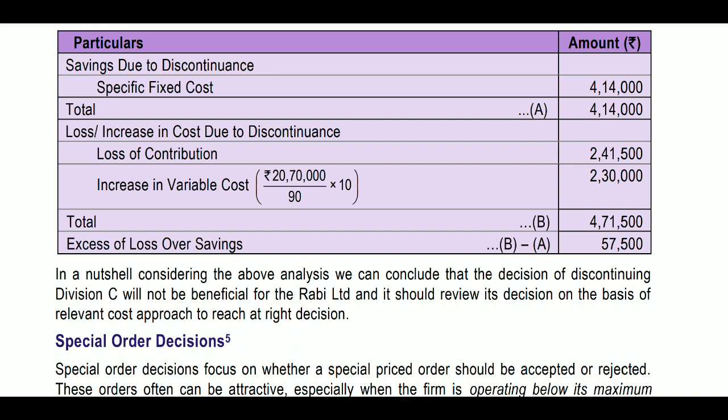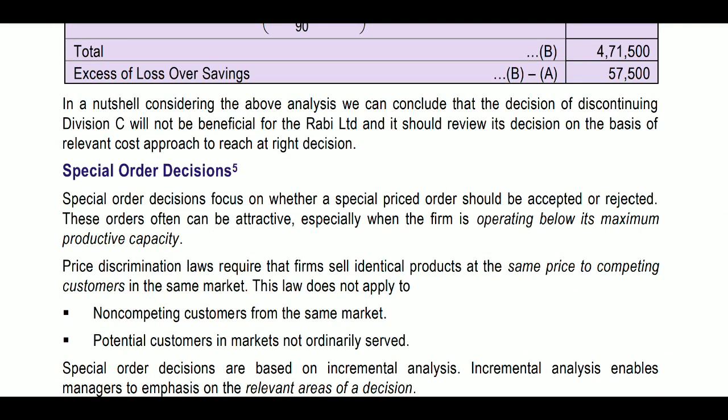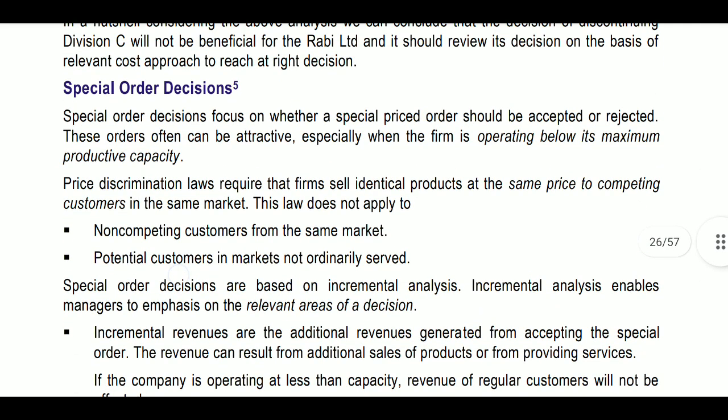If we continue the business, we will get the 4,14,000 loss. Whichever is beneficial, 4,71,500 is the excess loss. So if we continue the business, we will save 57,500. So in a nutshell, considering the above analysis, we can conclude that the decision of discontinuing division C will not be beneficial for Rabbi Limited, and it should review its decision on the basis of the relevant cost approach to reach the right decision. If you do not take the right decision at the right time, you will get a huge loss.